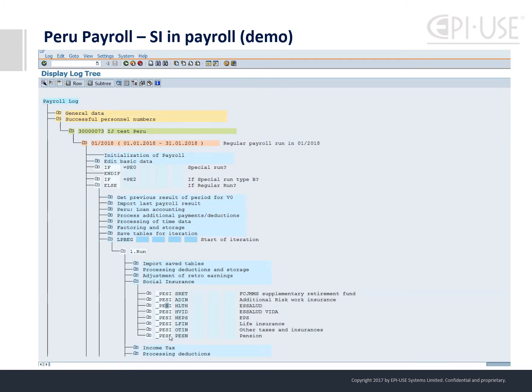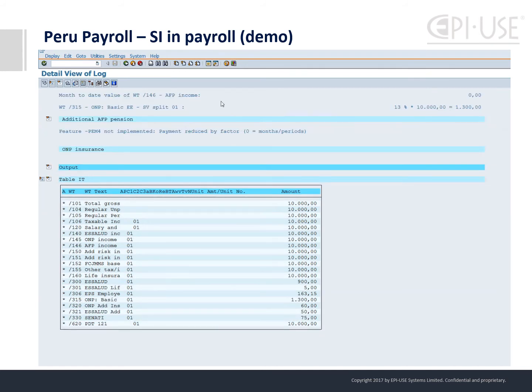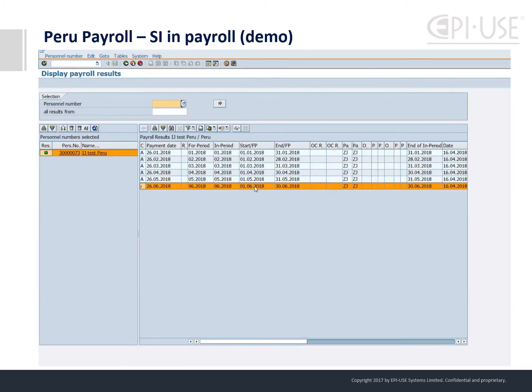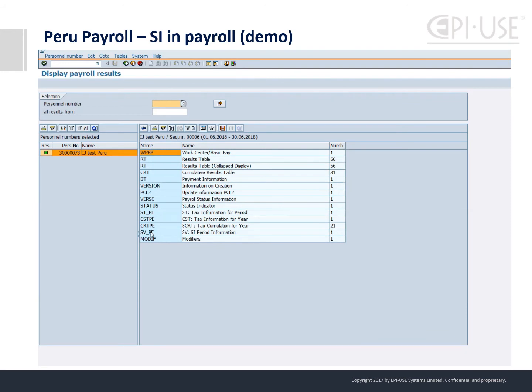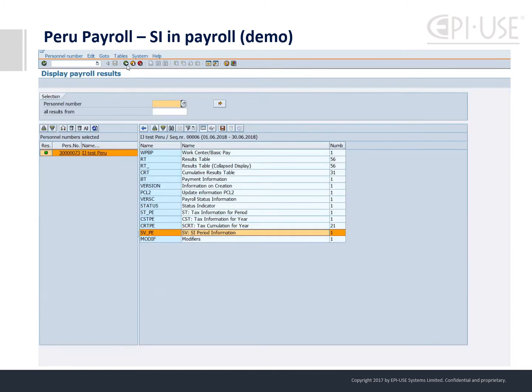So if we look at pension again, also there's the pension, the calculation, all the different calculations, and then in the end we have the final output table. So the log will show us a lot of detail on exactly how this is calculated. And if we look at the payroll results, we will also find in the payroll cluster there is this table SV_PE that will give us all the information for the specific period that we've run it for. We will find in here all the different information that is related to social insurances.